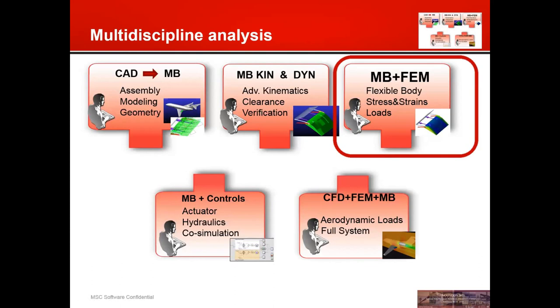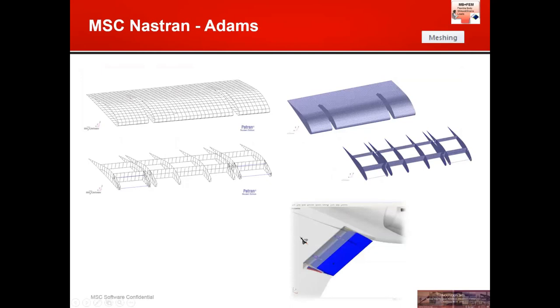Every wing, every flap must be simulated with flexibility. So you need to perform a finite element analysis in order to extract the flexible characteristics of your flap. So you move from a simple rigid body model, in which the only important things are mass and inertia, to a more realistic model in which you also have the distribution of structural matrix and damping.